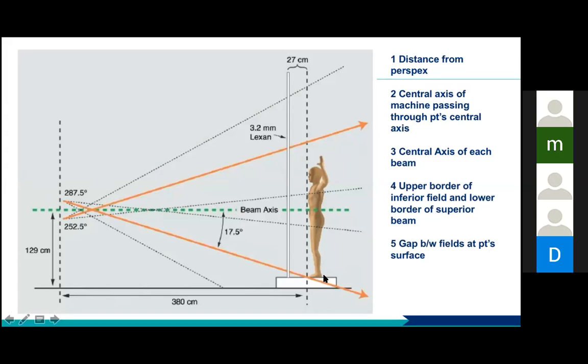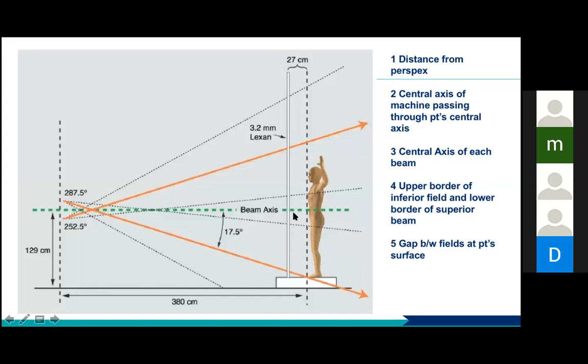Now, another very important thing is, you see this is the inferior border of the upper beam, and this is the superior border of the inferior beam, and then there is a gap. So when you're checking the setup, you have to open the field light, and make sure that there is a gap of 15 to 20 centimeters where there is no field light. Beams should not be overlapping. There should be a gap of 15 to 20 centimeters, because this area of gap will actually get the scattered electrons and will still be well covered.